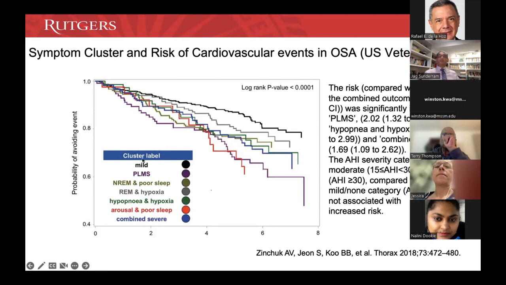So these clusters that they looked at, based on both symptoms and PSG data, were able to show again that there was an increased risk for cardiovascular events. This is from a US veteran cohort database, increased risk both with PLMs, the hypopnea and hypoxia, and combined severe group compared to those with mild symptoms. So again, symptom clustering is another way of looking for cardiovascular events, and that has started being examined.